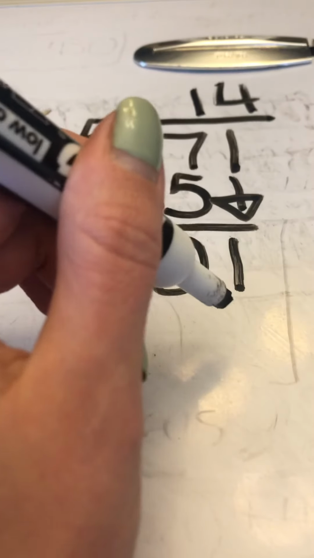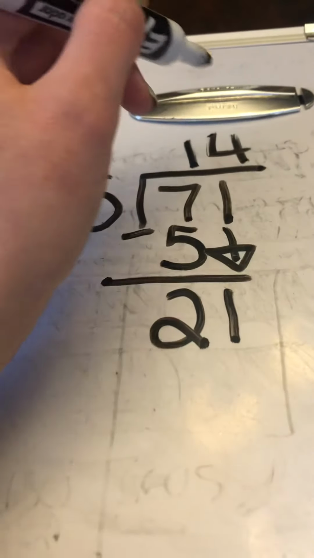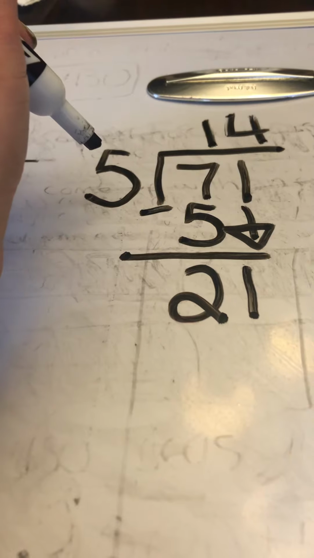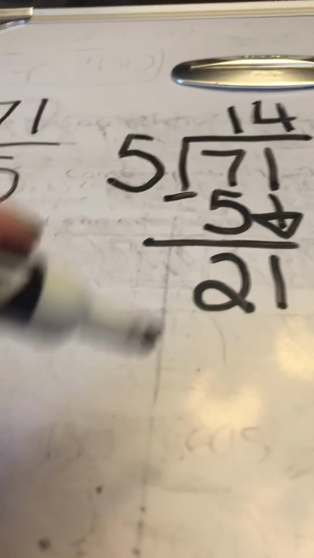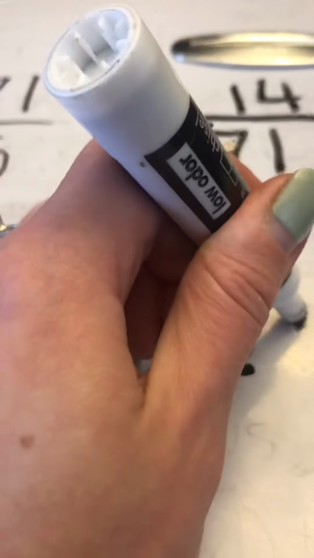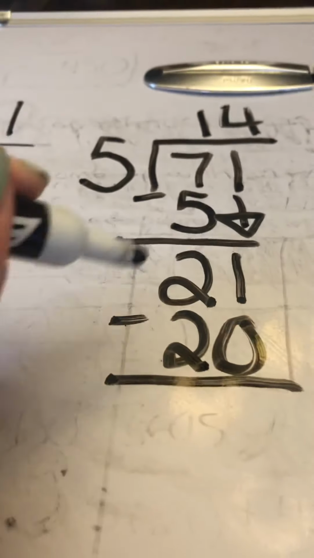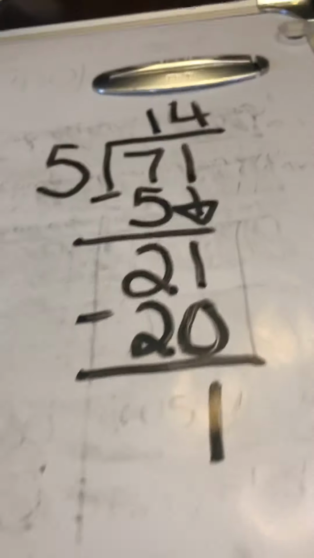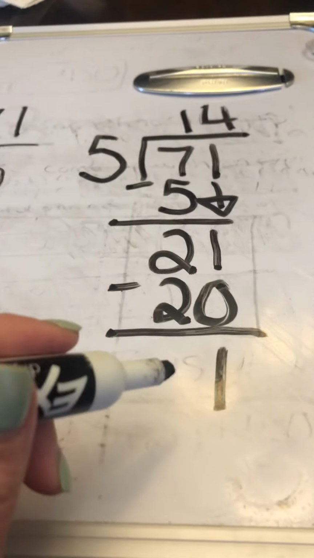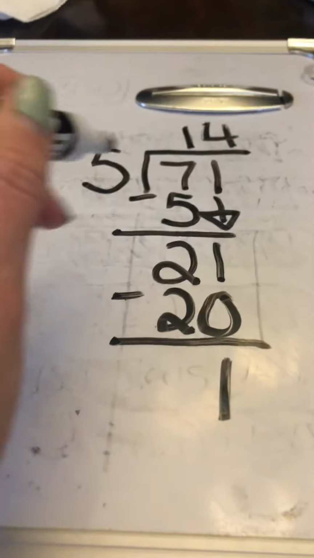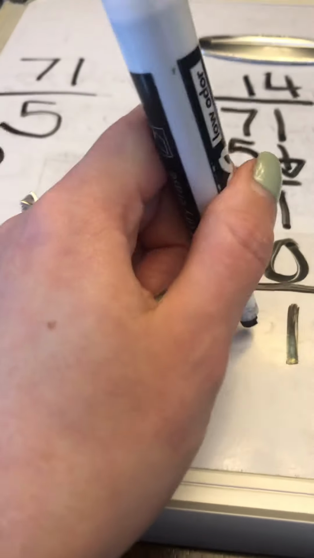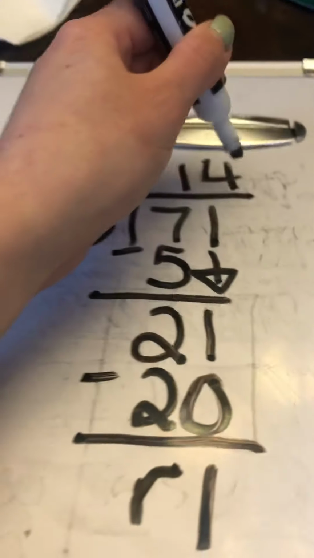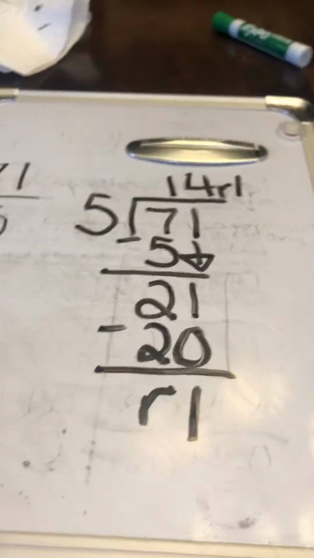And then this is a common mistake: students will then take away 4 here. You're not taking away 4, you're taking away 4 groups of 5. Okay, so 4 times 5 is 20. So you're going to take that away. When you subtract 20 from 21, you're going to get 1. Now, how do you know that you're done and this is your remainder? It's when you have no other numbers that you can bring down. Okay, so we write an R in front of this, R1, and then I like you to write R1 up top. Okay, so now we're not done.